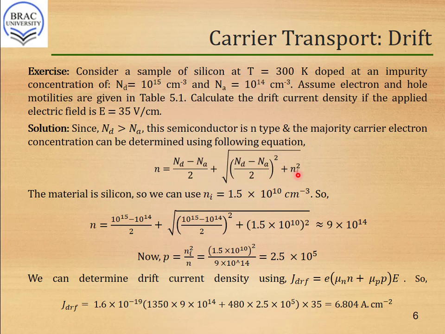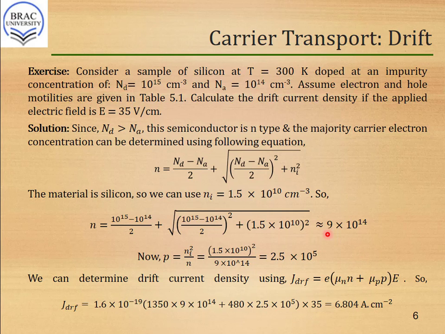There was a table in the 4th chapter of Neamen. In that table you can find that the typical value of ni at 300 Kelvin temperature for silicon is around 1.5 into 10 to the power 10 per centimeter cube. So we already know the values of Nd and Na from the question, and we know ni also. By putting these values in this equation, we can determine the value of electron concentration in this extrinsic material. The value is somewhat close to 9 into 10 to the power 14 per centimeter cube.